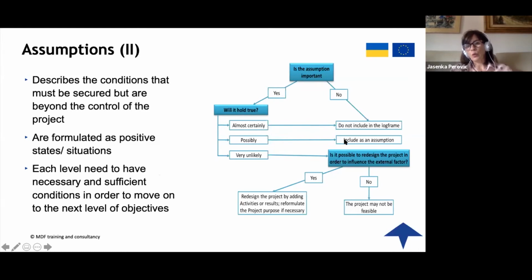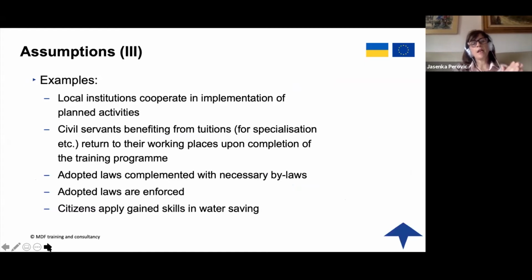Possibly, then you include it in your logical framework or the project idea. Very unlikely, then you ask yourself, is it possible to do something about it? Can you influence it, to redesign your project? If you say yes, then redesign your project. If it is no, then most probably the project is not feasible. And if the assumption is not important, then you just don't include it in your project proposal. This is how you go with the assumptions. These are some of the examples: local institutions cooperate in implementation of the planned activities.